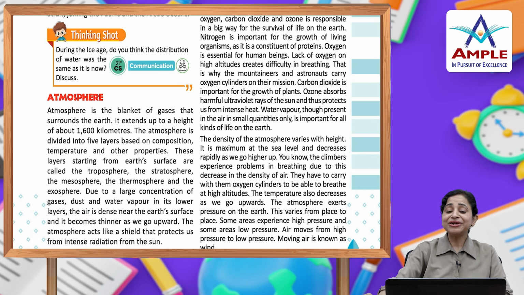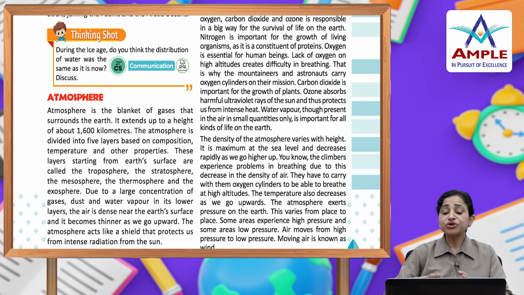Atmosphere is the blanket of gases that surrounds the earth. It extends up to a height of about 1600 kilometers. The atmosphere is divided into 5 layers based on composition, temperature and other properties. These layers starting from Earth's surface are called the troposphere, the stratosphere, the mesosphere, the thermosphere and the exosphere.